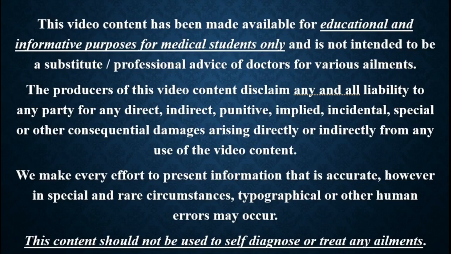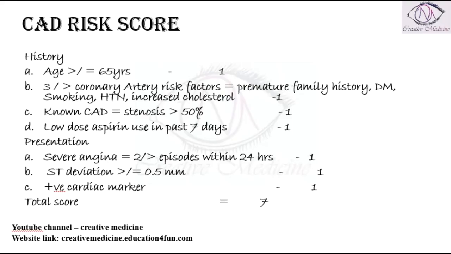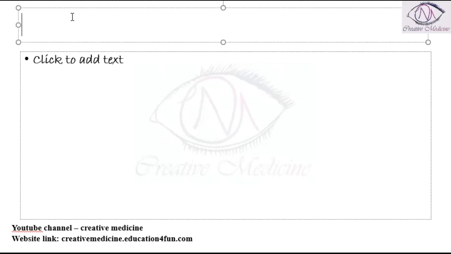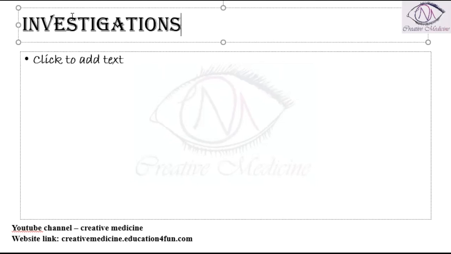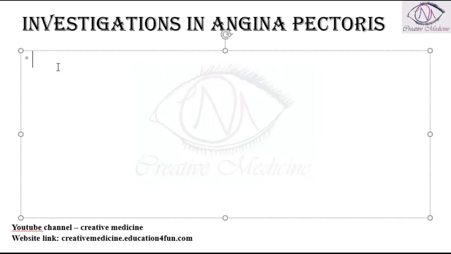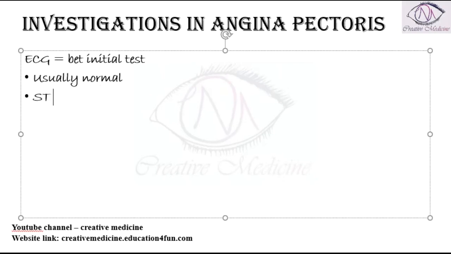In this lecture, we will learn about investigations in angina pectoris. In a patient with angina pectoris, ECG is the best initial test. ECG is usually normal, but it may show ST segment depression, and flat or inverted T waves may be seen.